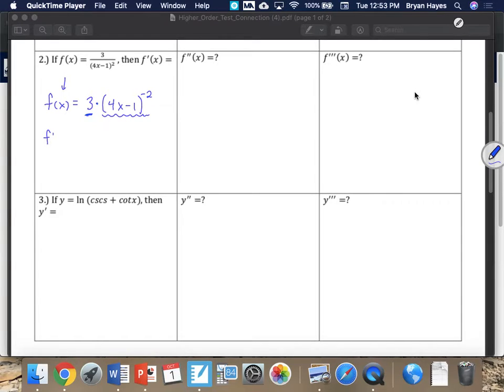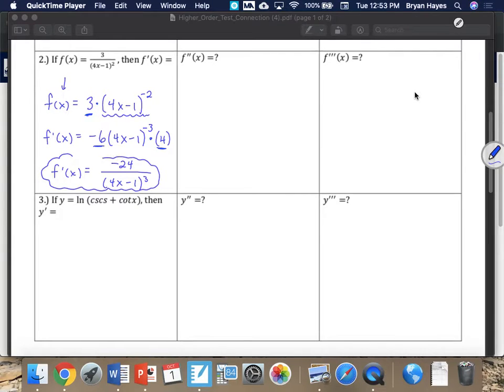So let's go first derivative. It's going to be negative 6. That's that 3, and the negative 2 comes down, multiplies. 4x minus 1, drop it back a power, and then go inside and catch the derivative of 4x minus 1, which is just 4. So our first derivative could be represented something like this. We call that negative 24, that's that negative 6 times 4 there, over 4x minus 1 cubed is our first derivative.